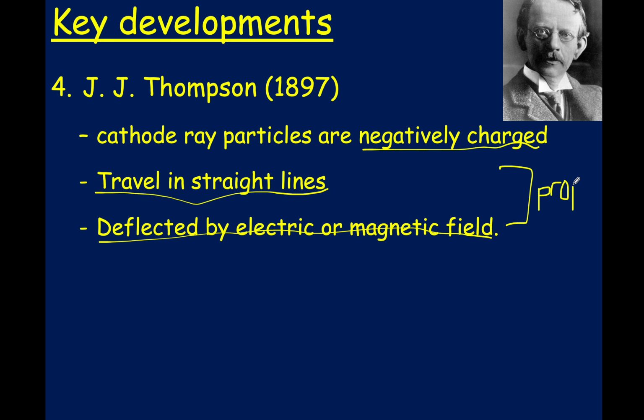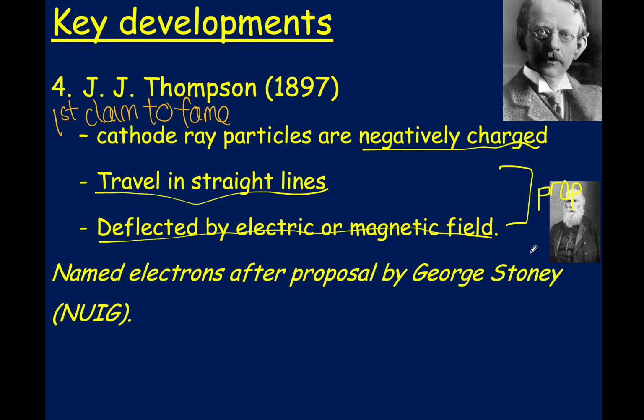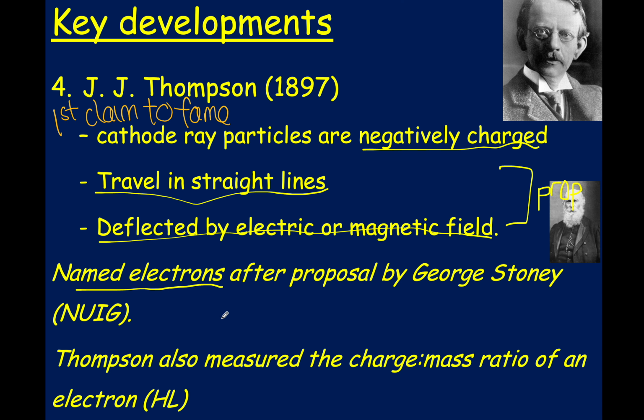Okay, so that's his first claim to fame. There's an Irish link to all of this, and these negatively charged particles are named electrons by a gentleman by the name of George Stoney out of NUIG, as it is now. So that is the Irish claim to fame. The electrons are these negatively charged particles. And Thomson also measured the charge-mass ratio of an electron.